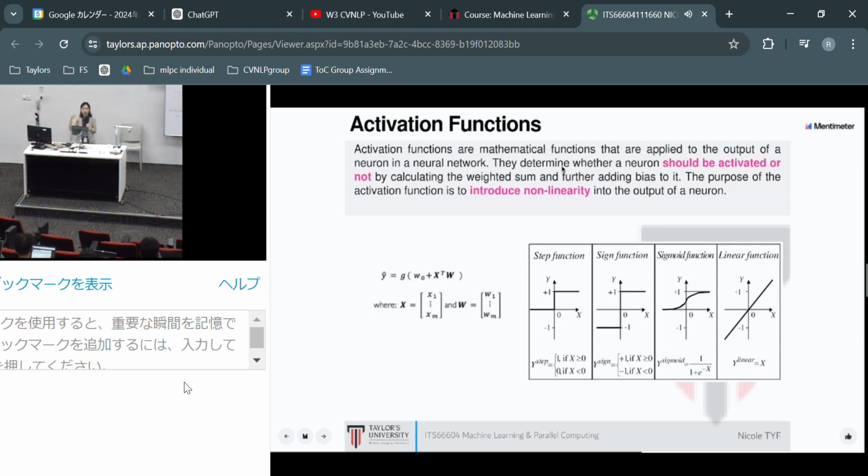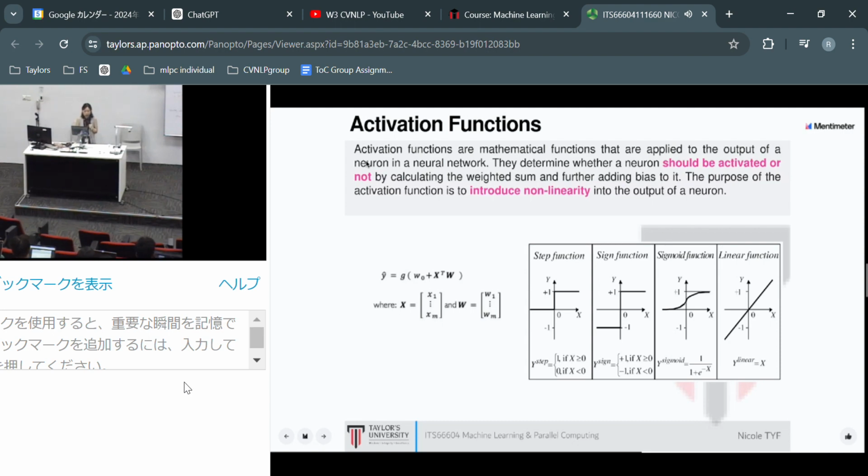If a neuron is activated, the message will then be passed through to the next neuron. If the activation function decides that the neuron should not be activated, then the information will just stop at that particular neuron and will not propagate through. And that will be the output. Some of the famous activation functions are the step function, sine function, sigmoid function, and also the linear function.